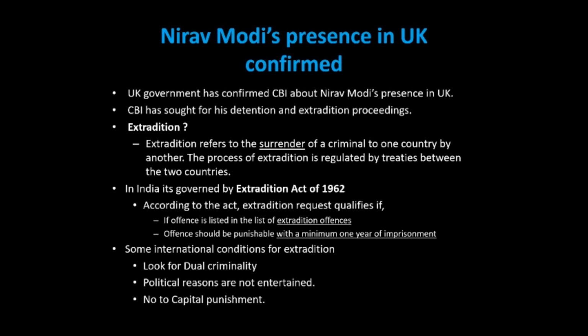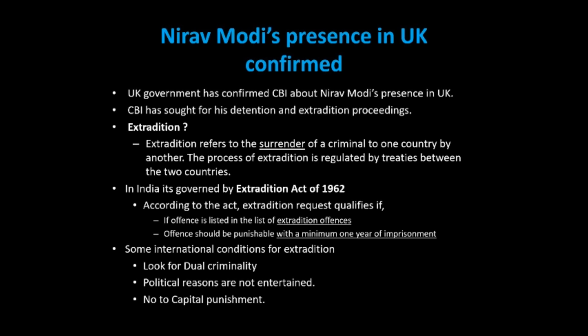According to the act, an extradition request can be entertained only under two conditions. Number one, if the offense is listed in the list of extradition offenses. And number two, if that offense is punishable with a minimum of 1 year of imprisonment, not lesser than that. And there are some international conditions also for extradition. Before a country extradites any person to another country, it looks into three primary things.